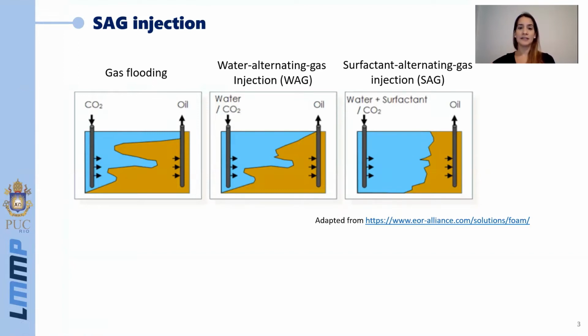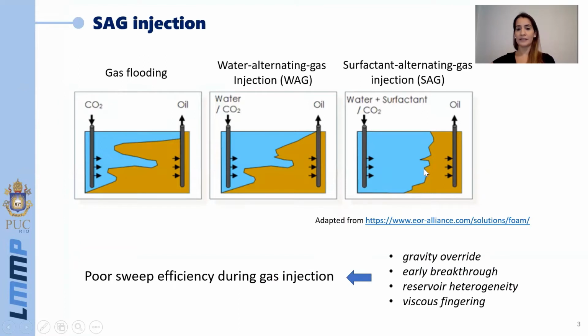because they are less sensitive to gravity and permeability heterogeneities. And also foam provides a more uniform sweep front here. It's a potential solution to mitigate the adverse effects of gravity override, early breakthrough, reservoir heterogeneity, and viscous fingering on the efficiency of gas injection.